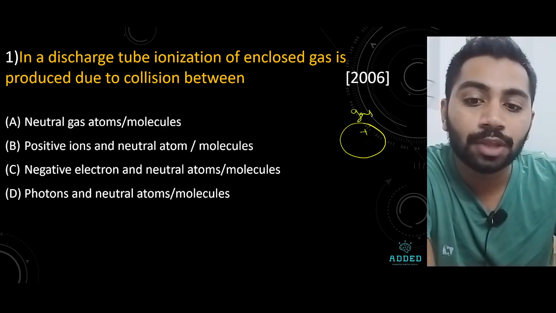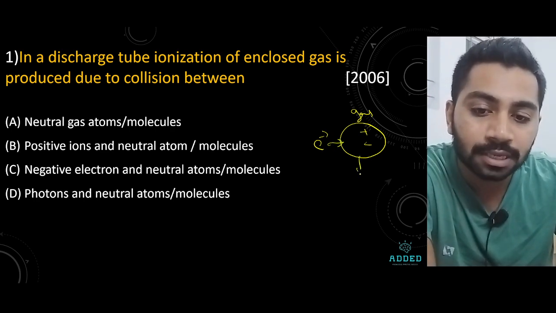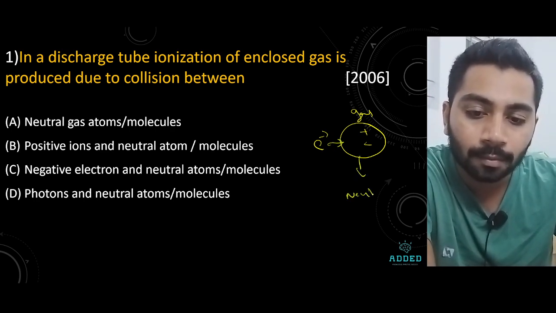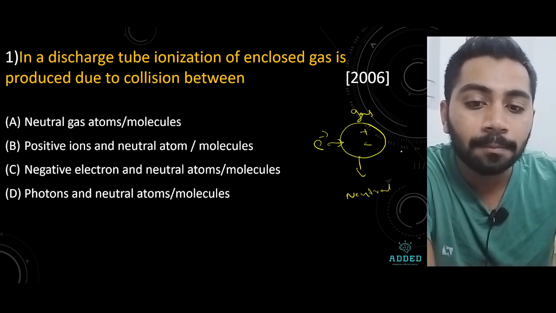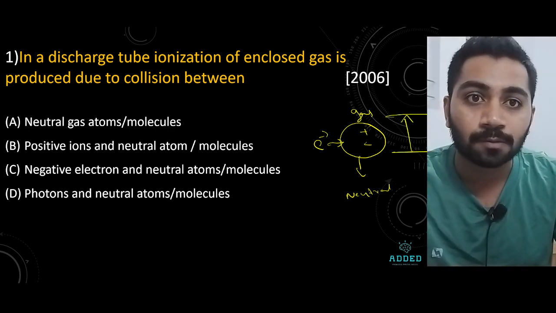It has positive, negative. Now electrons will hit here. Positive, negative means it is neutral. Electrons hit here and make it go from ground level to a higher level. Okay, now let us see which option is correct.